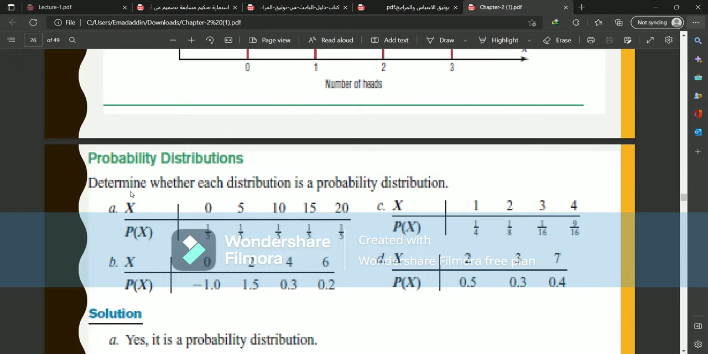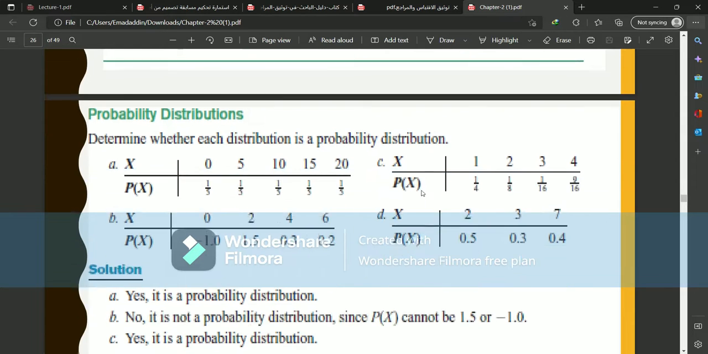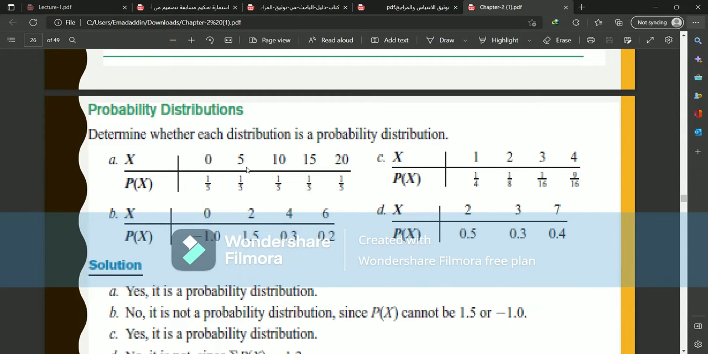Probability distribution. Determine whether each distribution is a probability distribution. A: x is 0, 5, 10, 15, 20, and P(x) is 1 over 5 each. B: x from 0 to 6, with P(x) equal to negative 1, 1.5, 0.3, 0.2. C: P(x) for x equals 1, 2, 3, 4 is 1 over 4, 1 over 8, 1 over 16, 9 over 16.